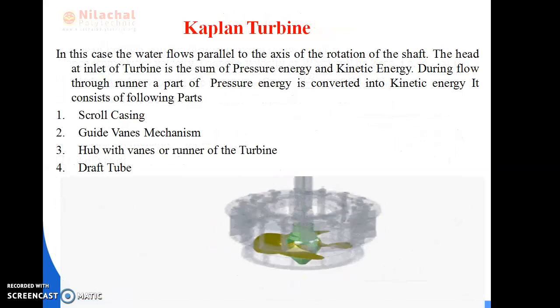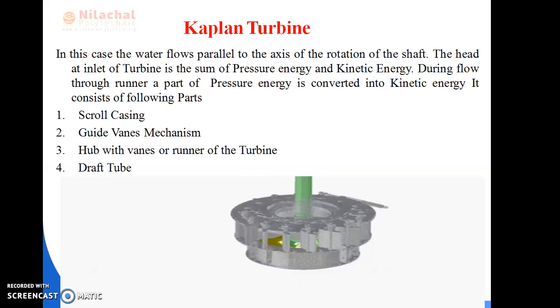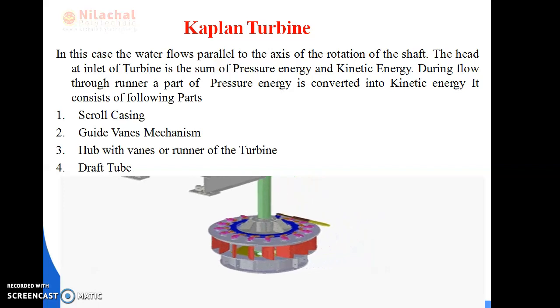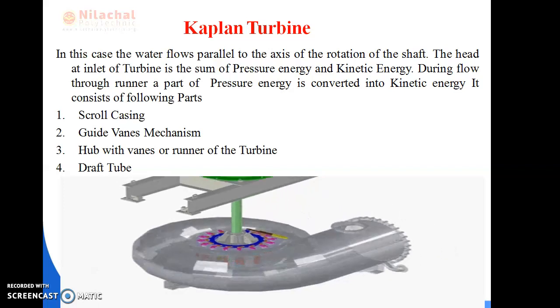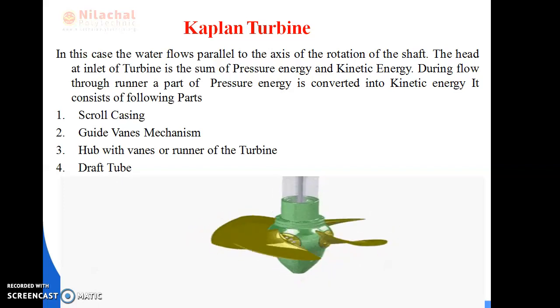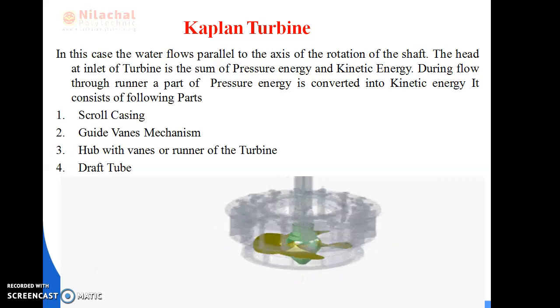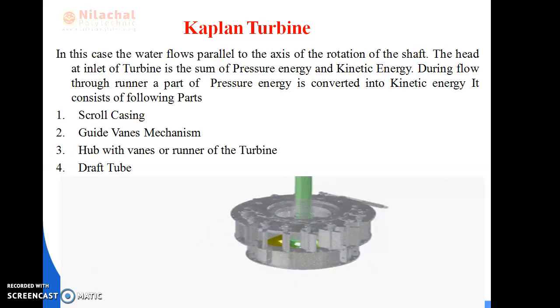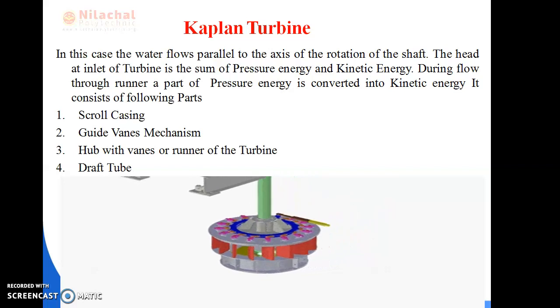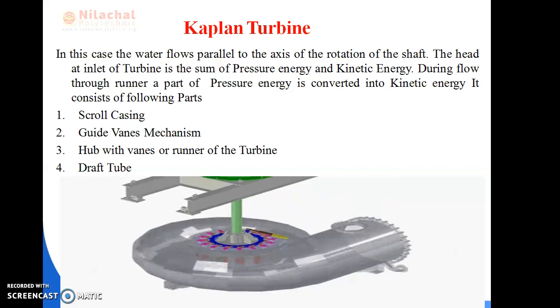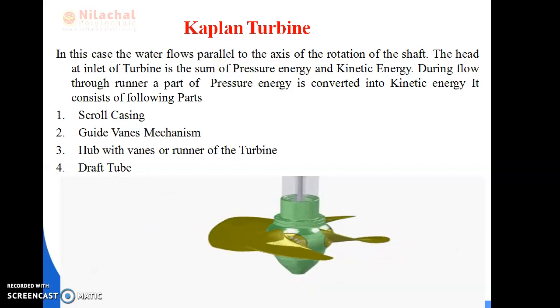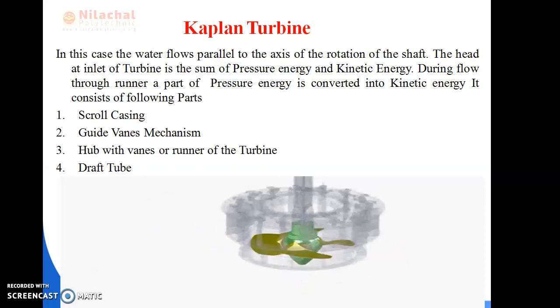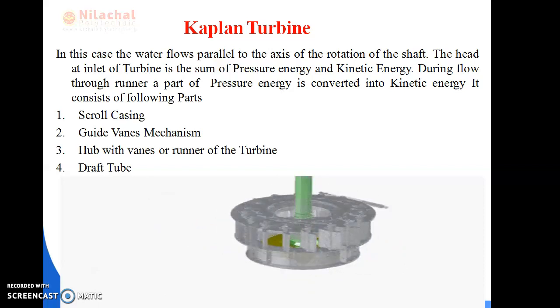Next, we will go for the axial flow type of turbine, that is the Kaplan turbine. A Kaplan turbine is an axial flow reaction turbine in which the water enters in a direction parallel to the axis of rotation of the shaft. It is a very low head turbine.